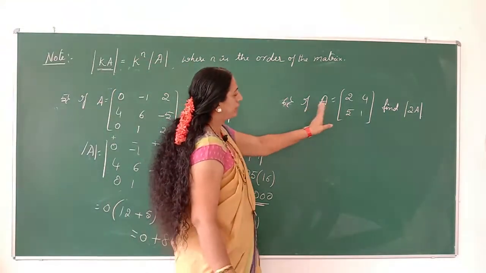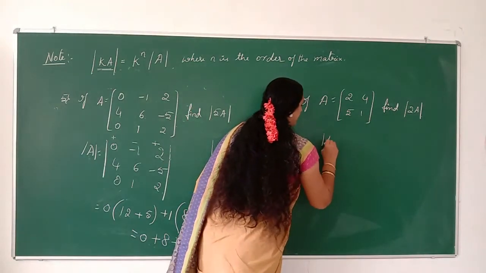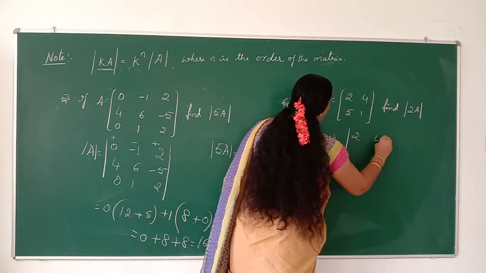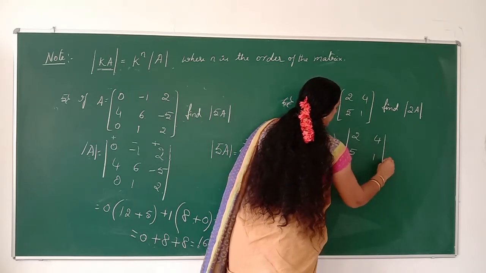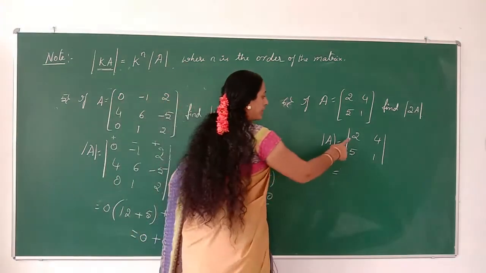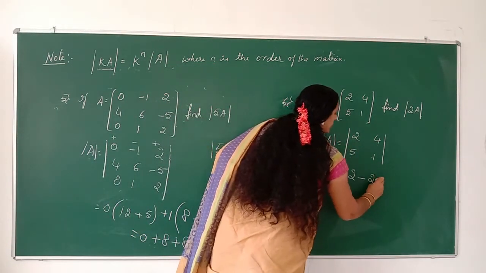Similarly, the next one is a matrix of order 2 cross 2. Again, first we will find the determinant of A. So A is nothing but 2, 4, 5, 1. First we will multiply in the 2 cross 2 determinant. Product of the left diagonal is 2, minus the right diagonal is 20.